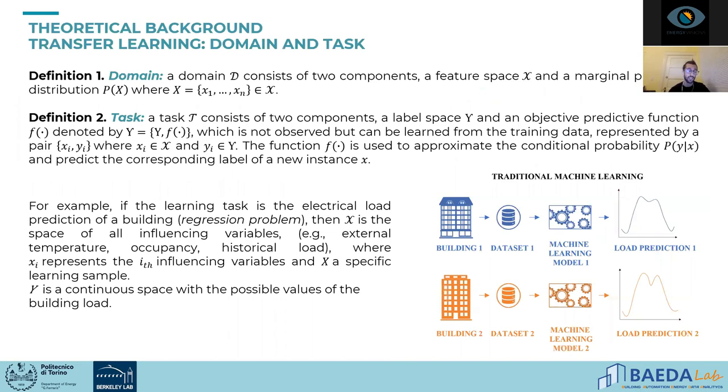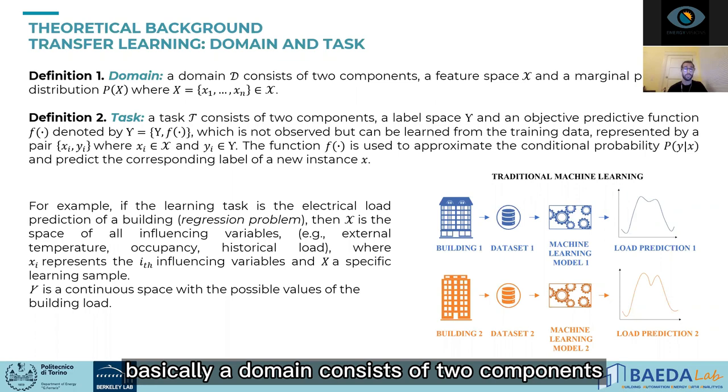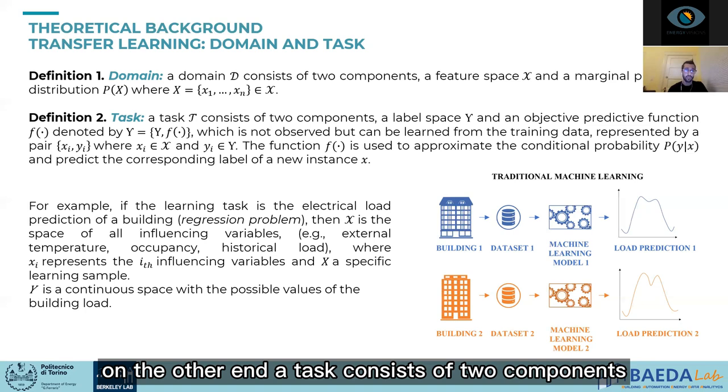Before diving deep into the review findings, I'm starting with some common knowledge background needed to fully understand the transfer learning definition. Therefore, we will start from the definition of domain and task. Basically, a domain consists of two components, a feature space and a marginal probability distribution. While on the other hand, a task consists of two components, a label space and an objective predicting function.